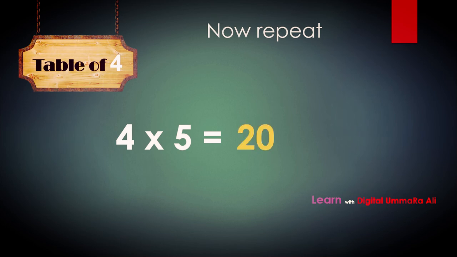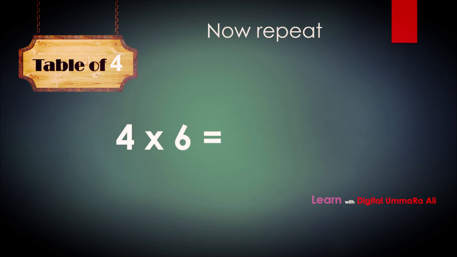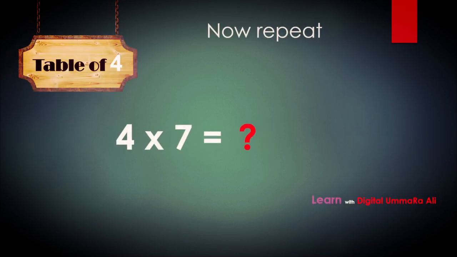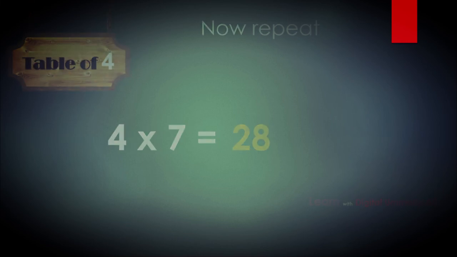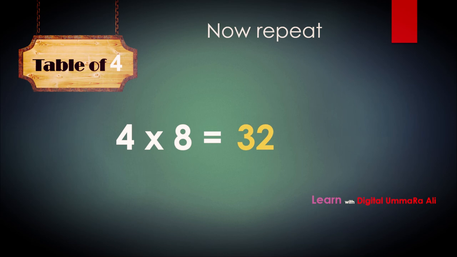4 fives are 20. Yeah, let's go. 4 sixes are 24. 4 sevens are 28. Yay! 4 eights are 32.